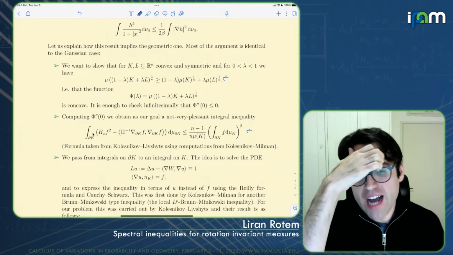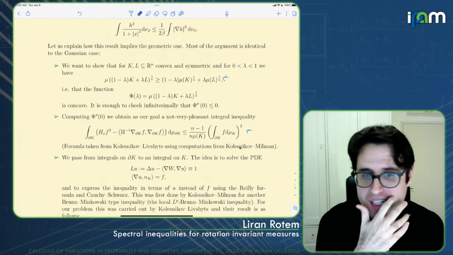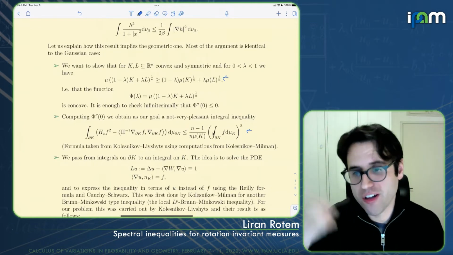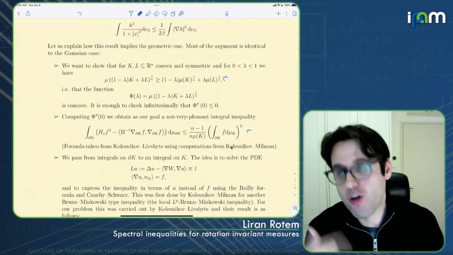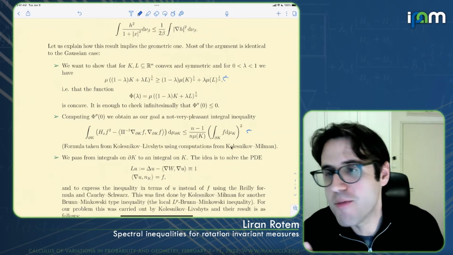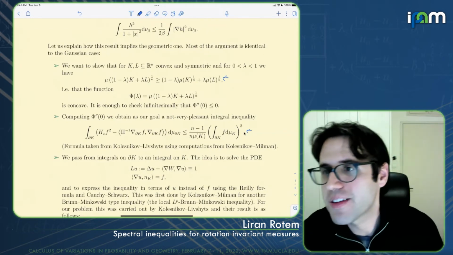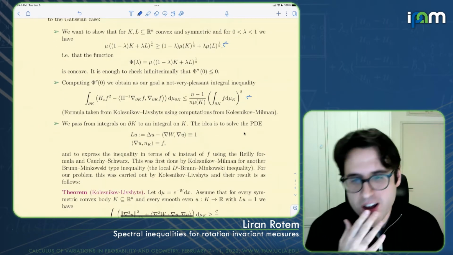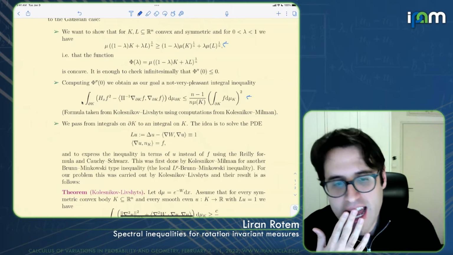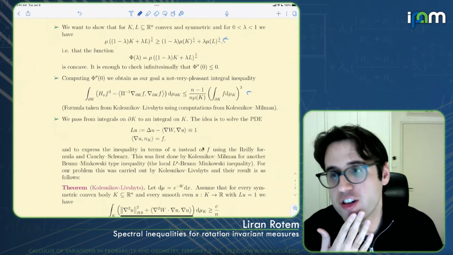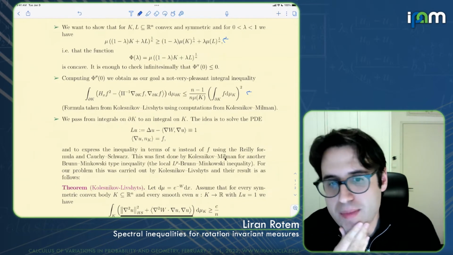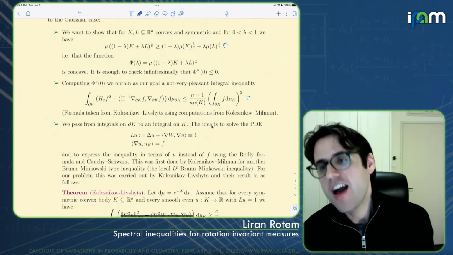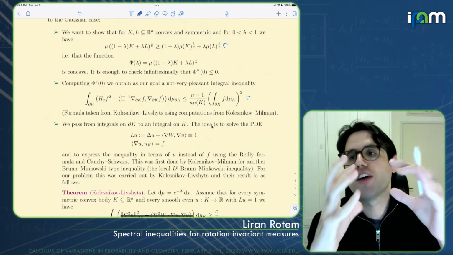And okay, so I took this formula from a paper of Kolesnikov and Lifshitz that I will explain in a moment. The actual computations of the derivatives are taken from a paper of Kolesnikov and Milman, which I will also explain in a moment. But this is the formula you take. And now the question is, how do you prove this? And the trick, originally from this paper of Kolesnikov and Milman, is that I don't want to work on the boundary of K, I want to work on the interior of K.